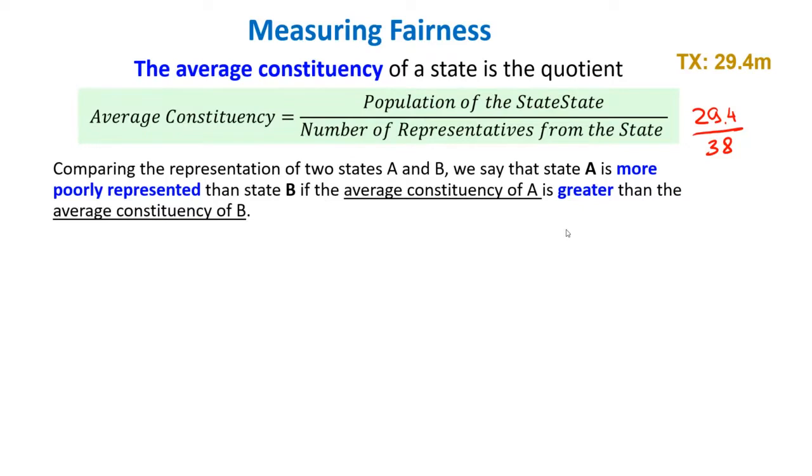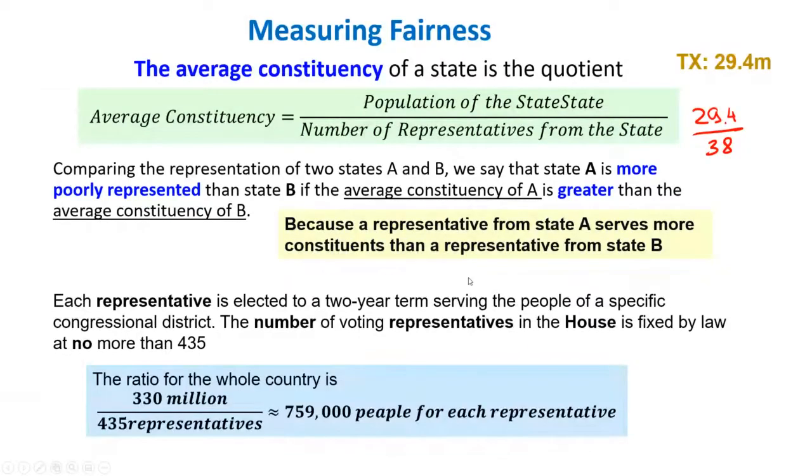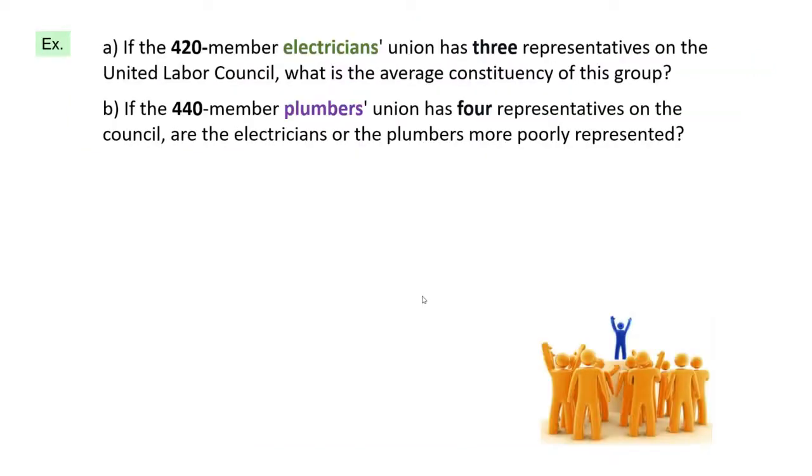The greater the average constituency, the more poorly represented is the state. The representatives are elected to a 2-year term serving the people of a specific congressional district. The number of voting representatives in the House is fixed by law at no more than 435. The ratio for the whole country is 759,000.